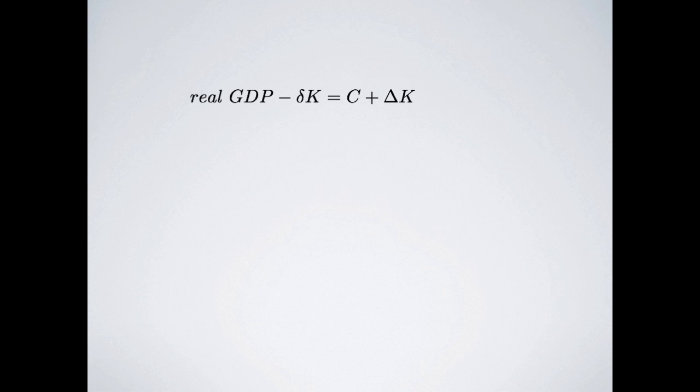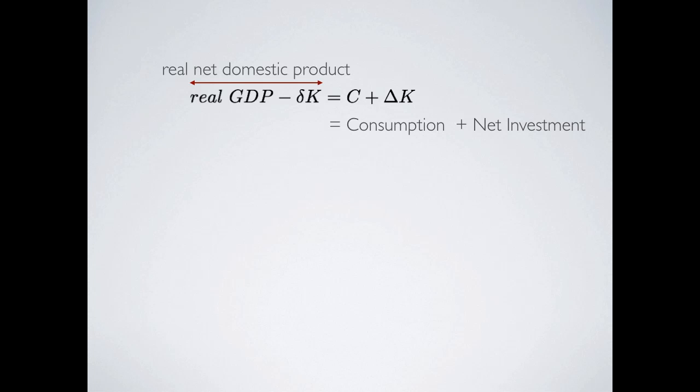Here, the term real GDP minus depreciation is the part of output that remains once we deduct the part used for replacement purposes. It is the remaining domestic product that can be used for consumption and investment to build up capital. So we call it real net domestic product. On the right-hand side, it means that it can be used for either consumption or net investment to build up capital for the next period.